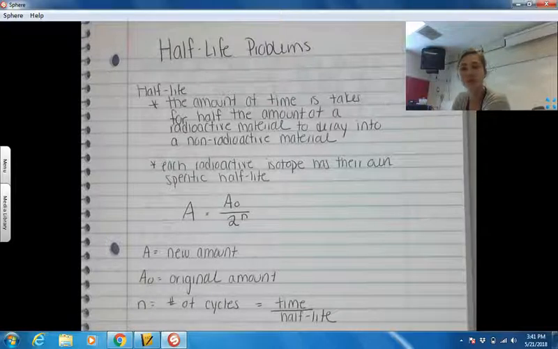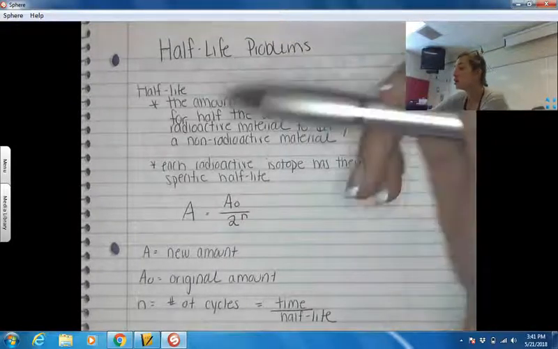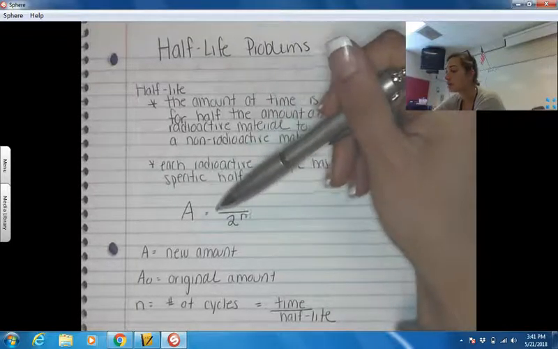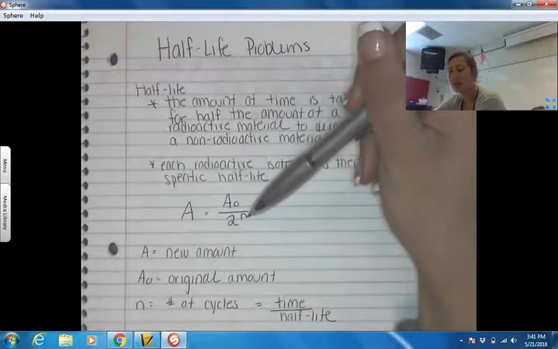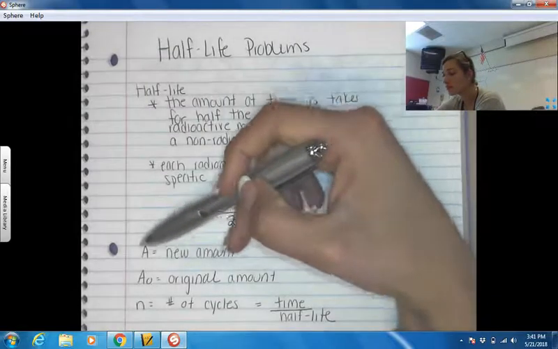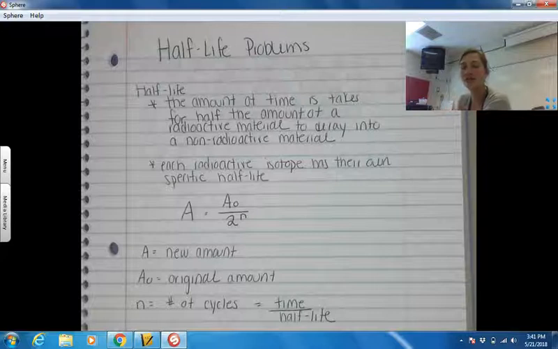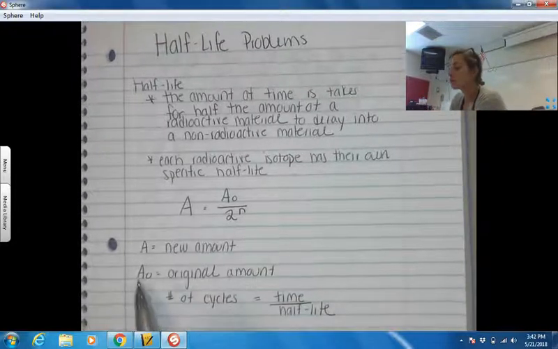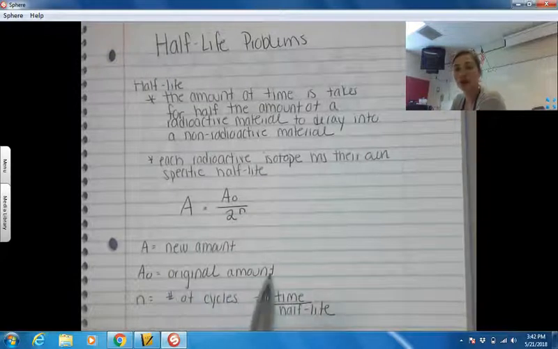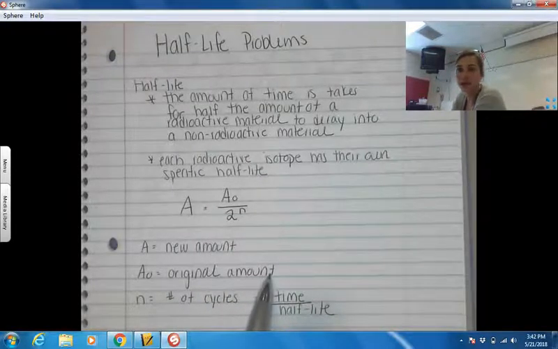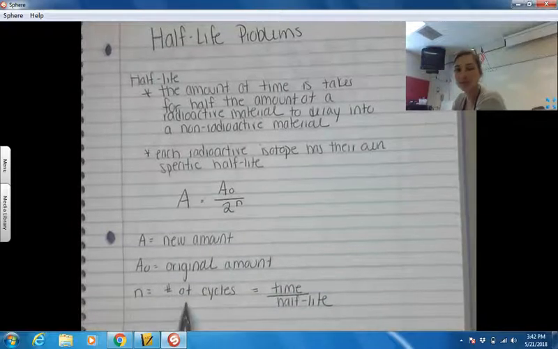And there is an equation that we can use in order to figure out a lot of different portions of this radioactive decay. So the equation that we're going to use is A is equal to A naught times 2 raised to the nth. A is the new amount, so it's the amount of material that is left over after your time of decay. A naught is your original amount, the original amount of radioactive material you had, and n represents the number of cycles.